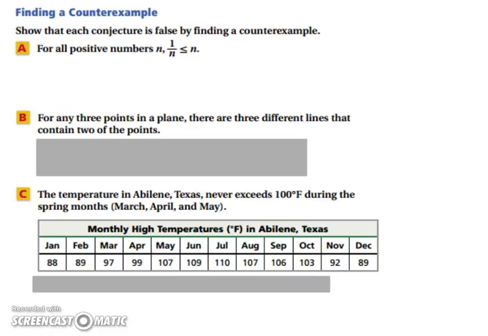Let's look at finding a counterexample for different examples. Show that each conjecture is false by finding a counterexample. For all positive numbers n, 1 over n has to be less than or equal to n. Can you come up with an example where this would not be the case? Take a moment and pause the video and try this one.